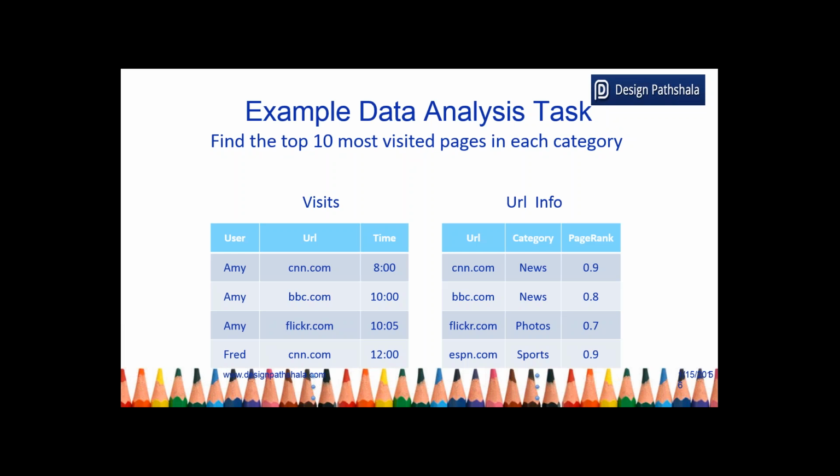Another data set is the URL info: CNN.com belongs to the category news, BBC belongs to the category news, Flickr belongs to photos, and so on. So I have the click stream data set, and I have the data set of which URL belongs to which category. My problem statement is pretty simple: figure out the top 10 most visited pages in each category. What are the top 10 visited pages in the news category? What are the top 10 pages in the photos category, and so on.